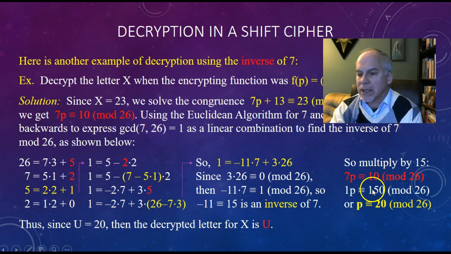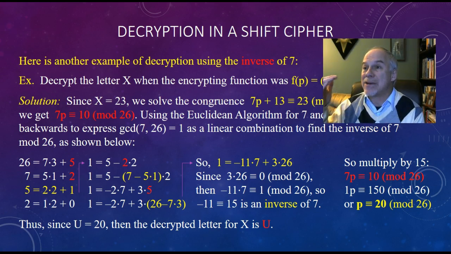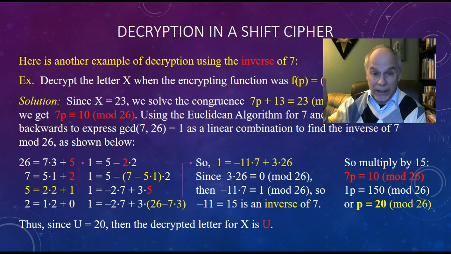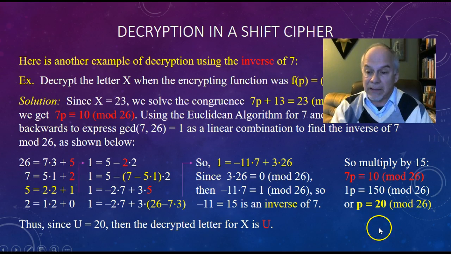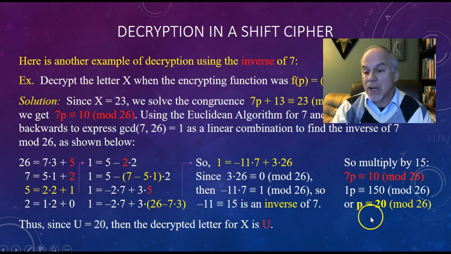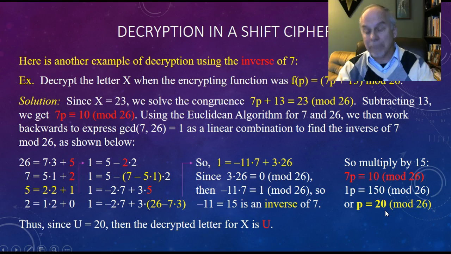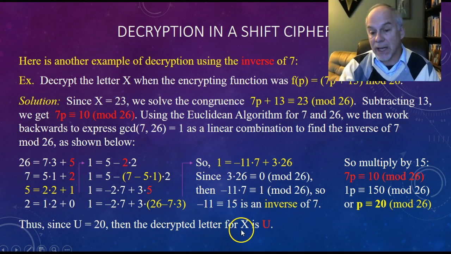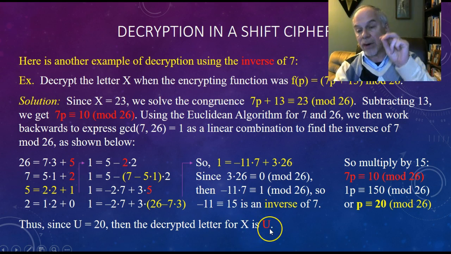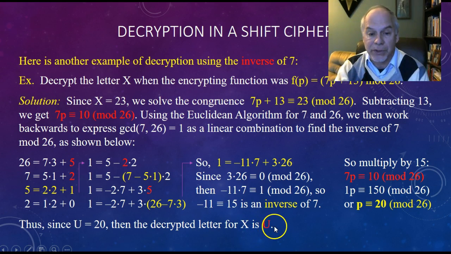All right. Now 150, the remainder when you divide 150 by 26 comes out to 20. So that's the answer for the congruence. So we have found that 20 must be the original letter that was used to encrypt it and get the letter X. So we decrypted the letter X and got the original letter U, all right, which is 20.